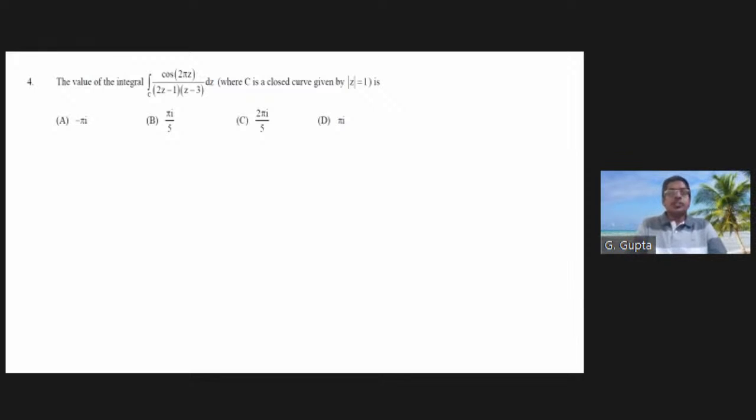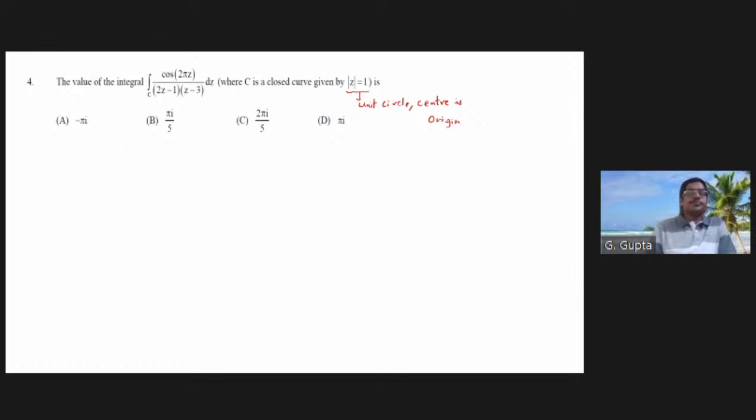Okay, this is a great question. The value of the integral over C, here the circle symbol is missing, but sometimes they will provide only integral over C, or the circle symbol in the middle of the integration. Don't worry, remember it is mentioned here as a closed curve. Cos 2 pi z divided by 2z minus 1 into z minus 3 dz, where C is a closed curve given by mod z is equal to 1. Four options are given. So this is a unit circle, center is the origin, two variable origin 0 0 or z is equal to 0.